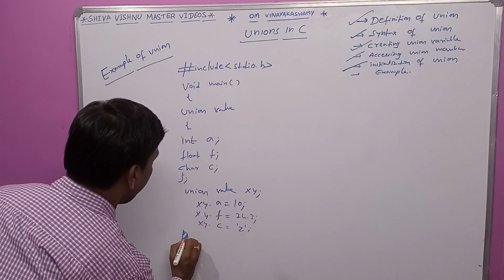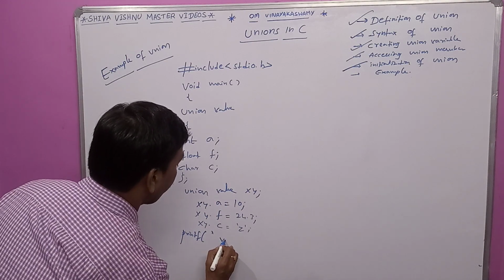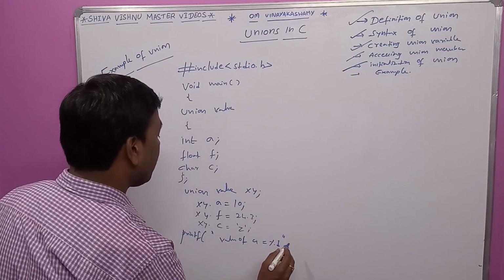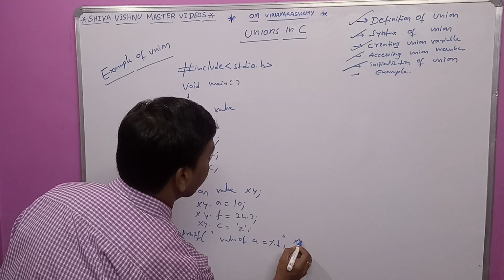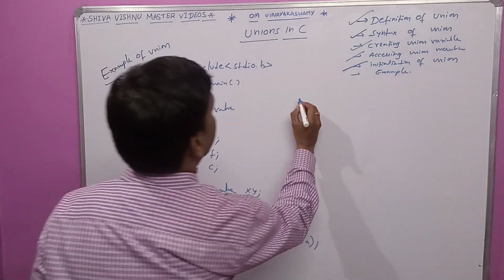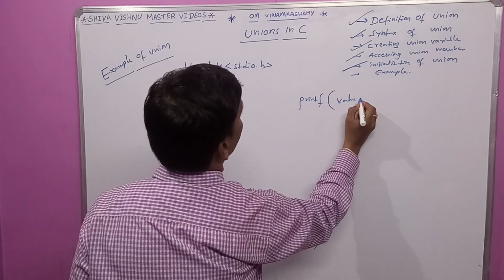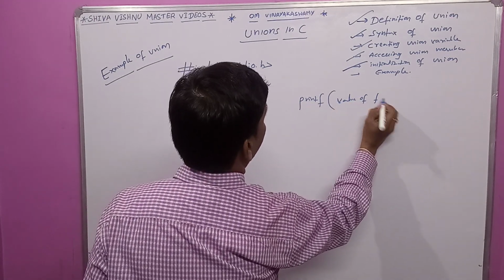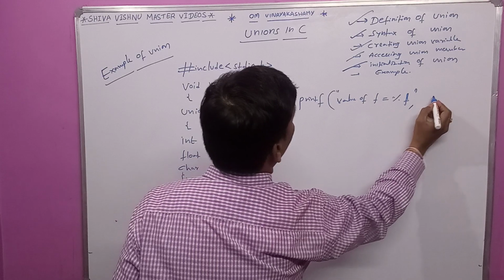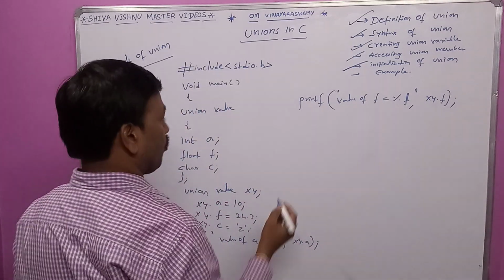Now you can see the printf: value of a equal to percentage d, quotation, comma. Here you can see accessing xy dot a. Next printf: the value of f, value of f percentage f, quotation close. Here you can see the xy variable and the union member, semicolon.